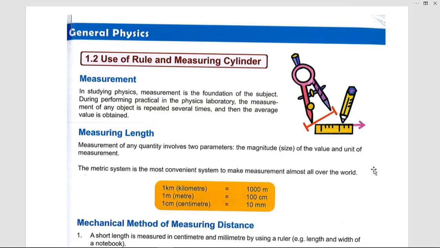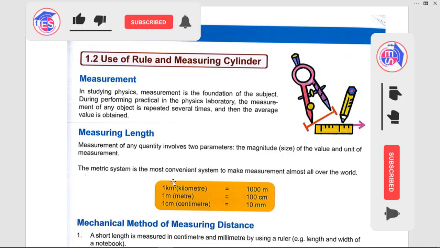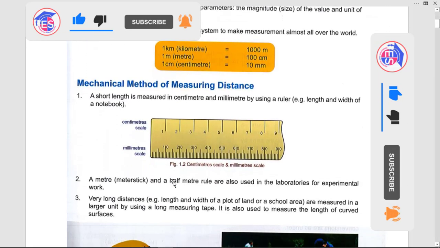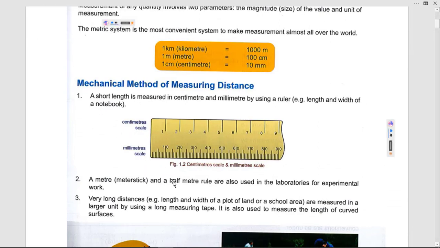For example, we start with the length. When you talk about the length, it means that you are going to find the distance between 2 points. How to find the distance between 2 points? For that you need a unit, and along with the unit you need a device which can be used to measure that distance. There are different devices used to measure the length depending on the size of the length.